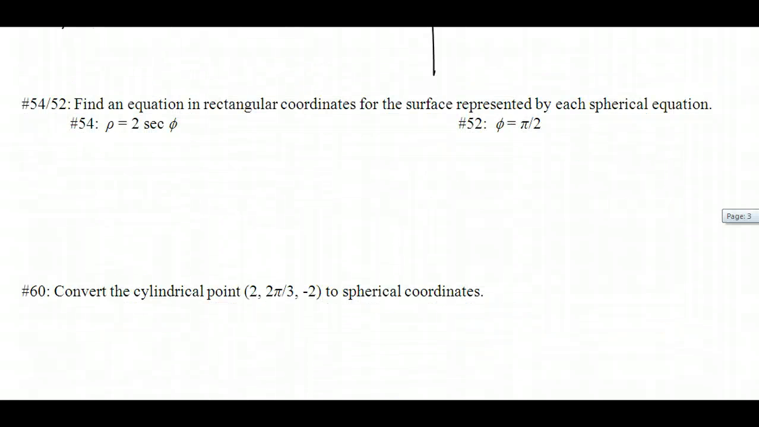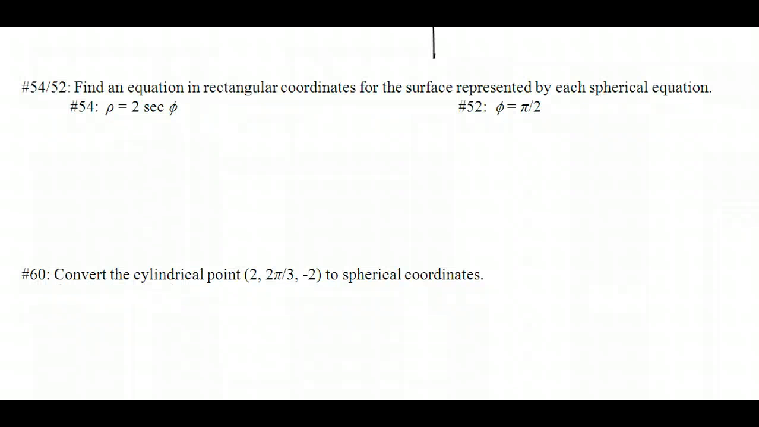Okay, 54 and 52, we want to find an equation in rectangular coordinates, so we want to have x, y, and z in our answer for the surface represented by each spherical equation. So obviously, spherical equation, we have rho and phi. We want to get rid of it. One thing ugly about this is that we never really deal with secant, cosecant, and cotangent. So that's kind of a hint: I would get rid of this thing.